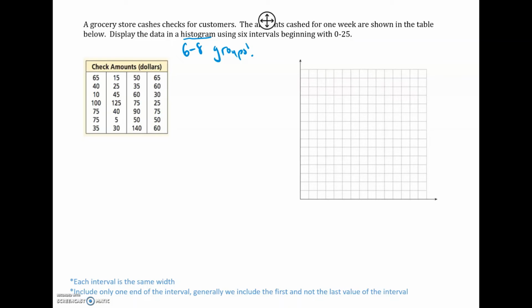So like I was saying, let's pick a nice interval to work with. So I said 25 seems to be a good range because I did the maximum value minus the minimum value divided by the number of bars I was hoping for, and I got 22.5, and I'm like, okay, let's go to 25 and see what we can do.